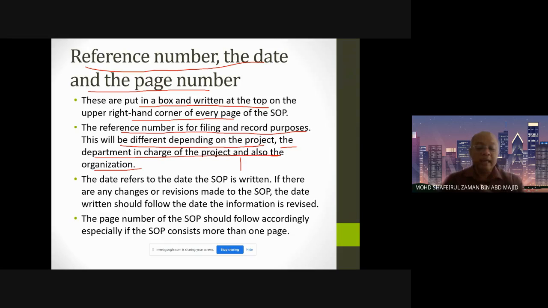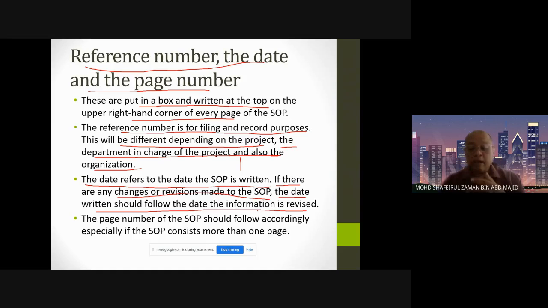Next, you are required to put in the date. The date refers to the date the SOP is written. Let's say if I ask you to do the SOP today, and there's no SOP at this moment, so I want you to write the SOP today. The date is going to be 26th April 2021. But somehow there are certain changes. If there are changes or revisions made to the SOP, the date written should follow the date the information is revised.